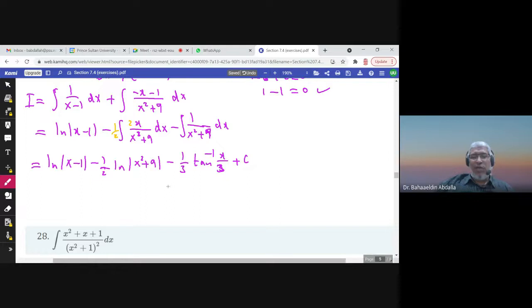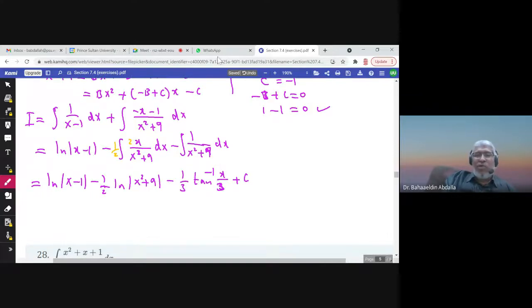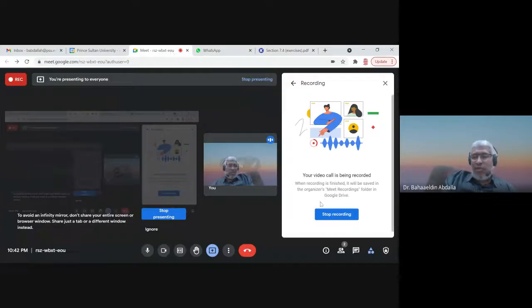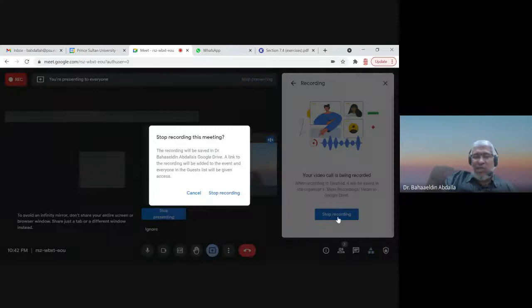And please check the formula in the lecture. I think this is enough for this time. I will stop here and I will continue this section, the exercises, in another part.